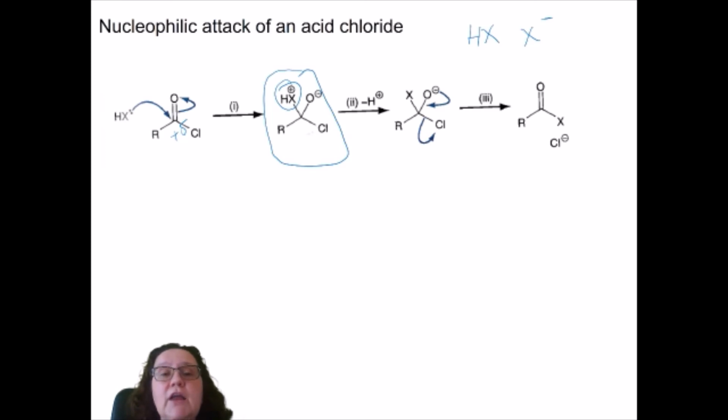Easily that hydrogen, even if it's there, that hydrogen is easily lost, and you end up with this structure. And then again, the chloride anion is an excellent leaving group, so the carbon double bond oxygen reforms easily, and you end up with the final product and the chloride anion in solution.